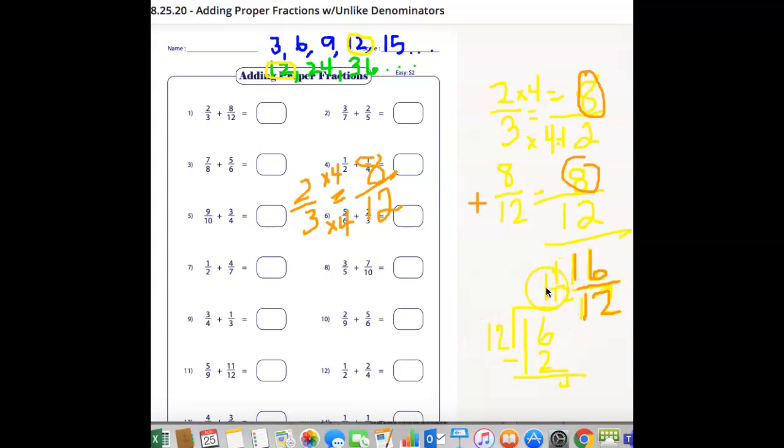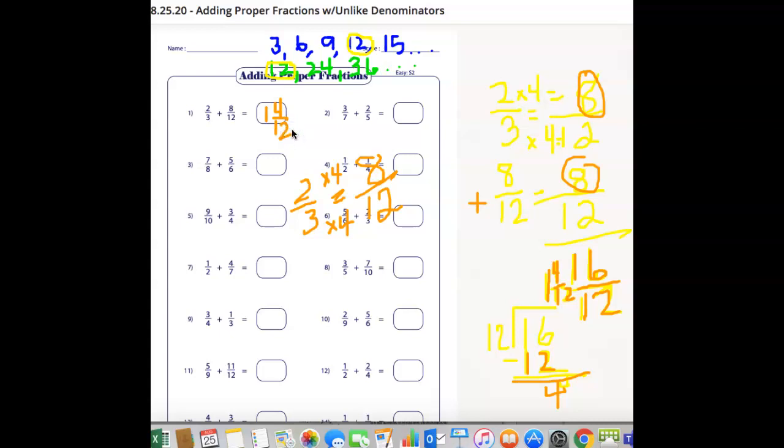So how many 12s are in 16? Just one. 1 times 12 is 12. 16 take away 12 is 4. So the 4 becomes our new numerator. This is what's left over. And we keep the denominator 12 the same. See? This is the denominator. So your answer here is 1 and 4 twelfths. Okay?